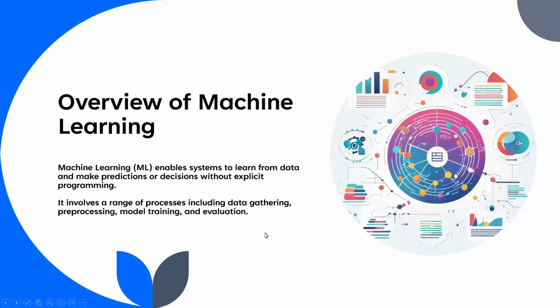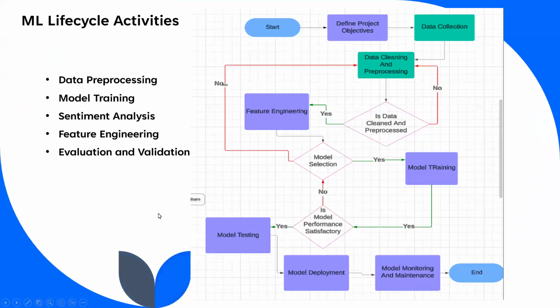Okay, let's quickly go through what ML is. Machine learning enables systems to learn from data and make predictions or decisions without explicit programming. It involves a range of processes, including data gathering, pre-processing, model training, and evaluation. And then just to go through the ML lifecycle activities, some of the major activities, because we are going to discuss the cost analysis here, are data pre-processing, model training, sentiment analysis, feature engineering, evaluation, and validation.